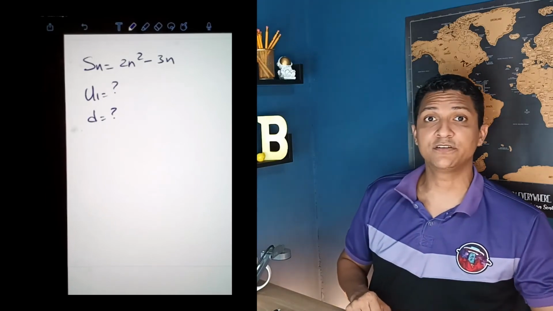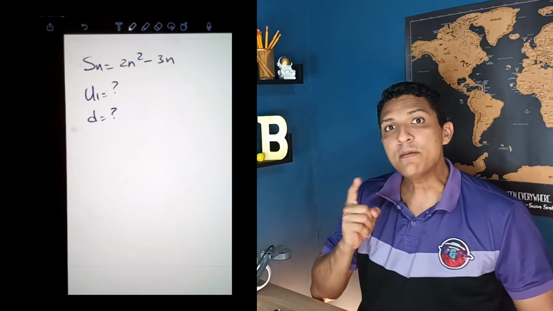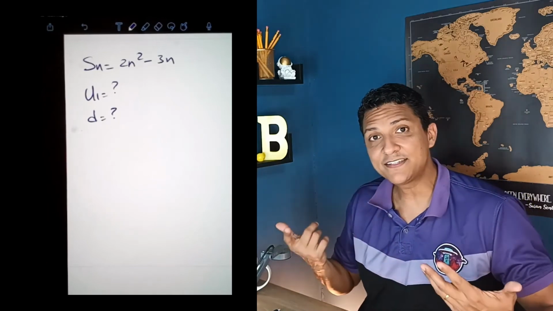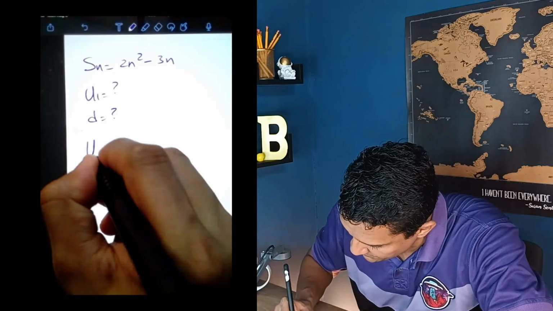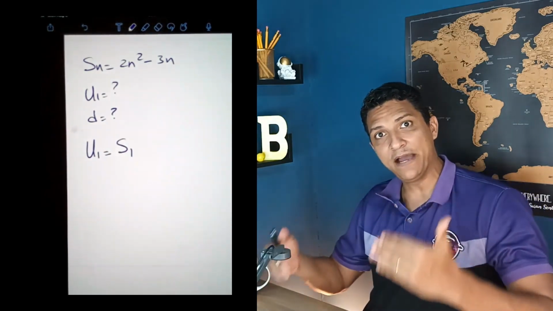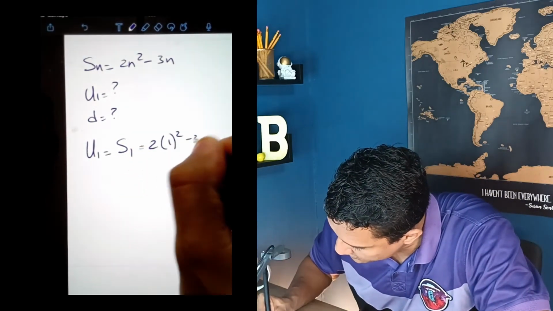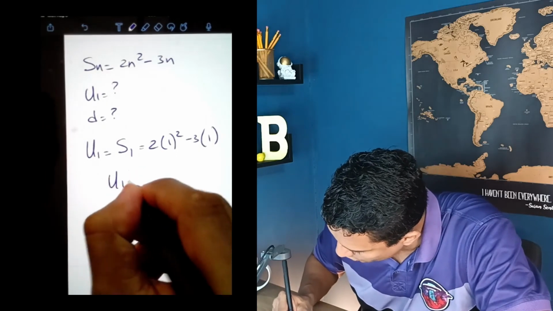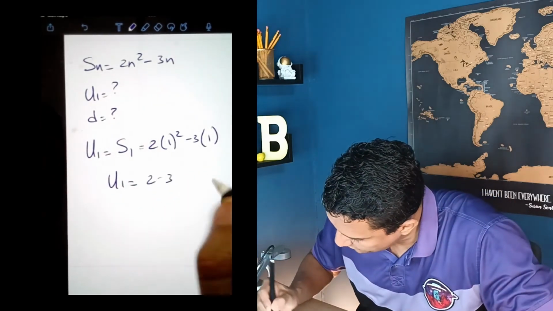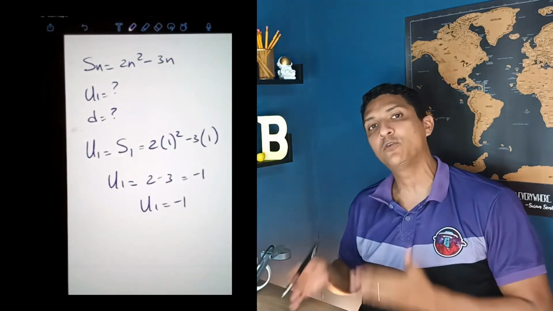And to answer the general expression, I need the first term and the common difference. Okay? Remember that the first term equals S1. So that is what I'm going to do. I'm going to find first the first term by replacing n by 1 in the formula that is given. 2 times 1 to the second power minus 3 times 1. So with this, we know that this is going to be 2 minus 3, negative 1. U1 is negative 1. I already found U1.